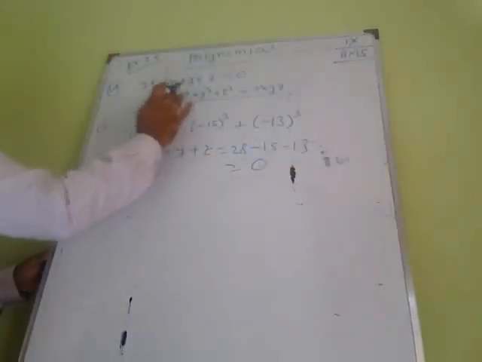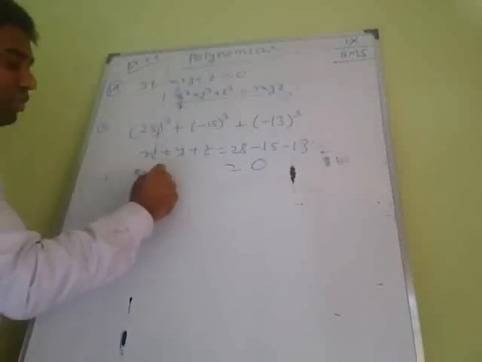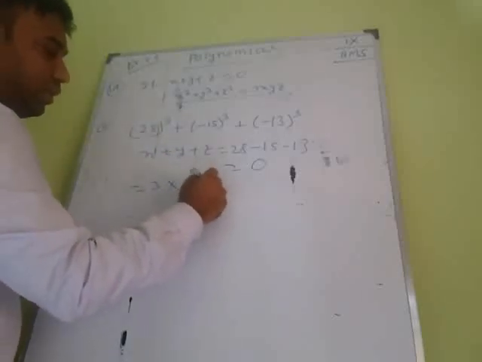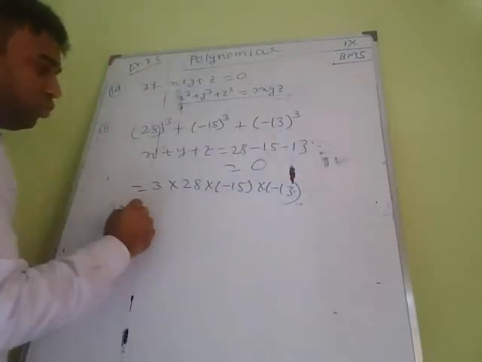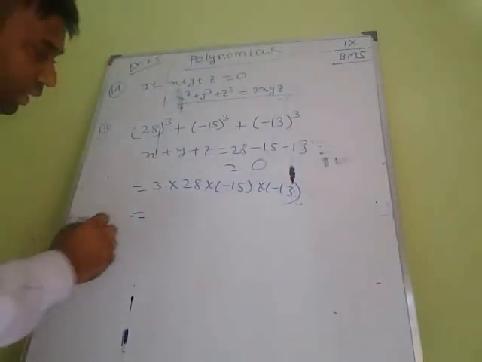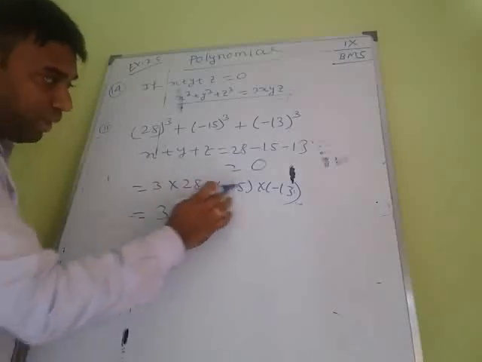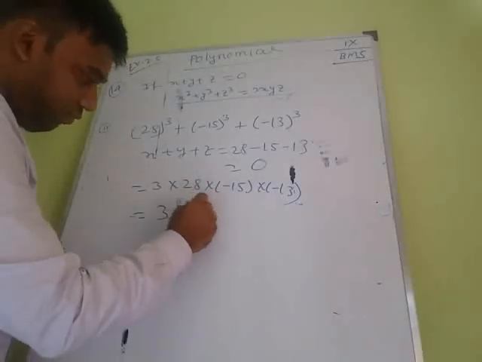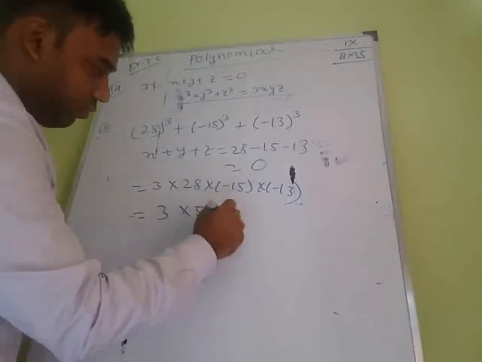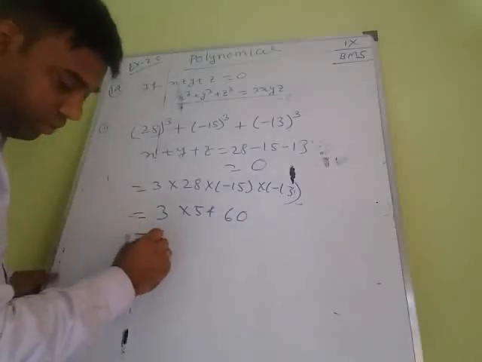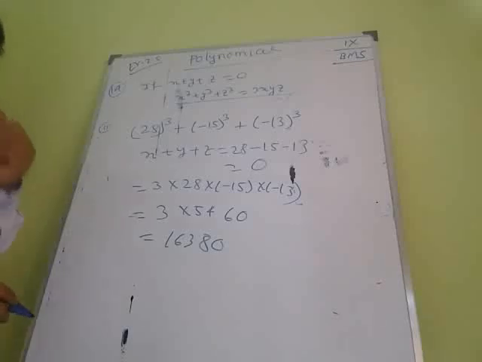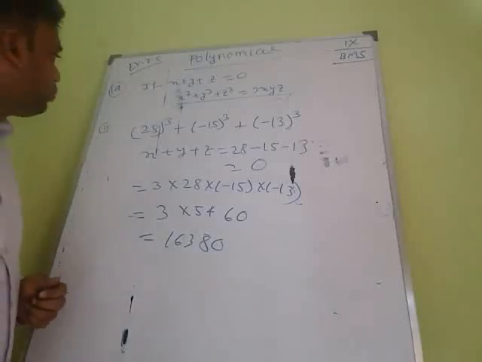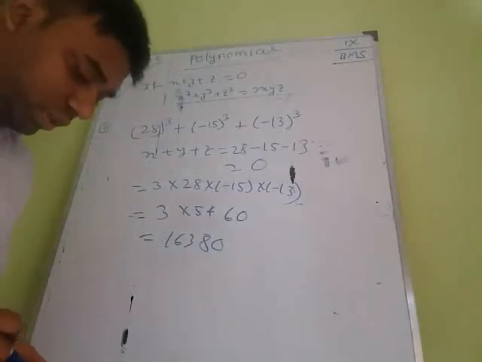So you can apply that formula: x cube plus y cube plus z cube equals 3xyz. That is 3 into 28 into minus 15 into minus 13. Multiplying these two, minus into minus is plus, we get 5460. After multiplying by 3 it will be 16380. Okay, that is part 2 of question number 14.